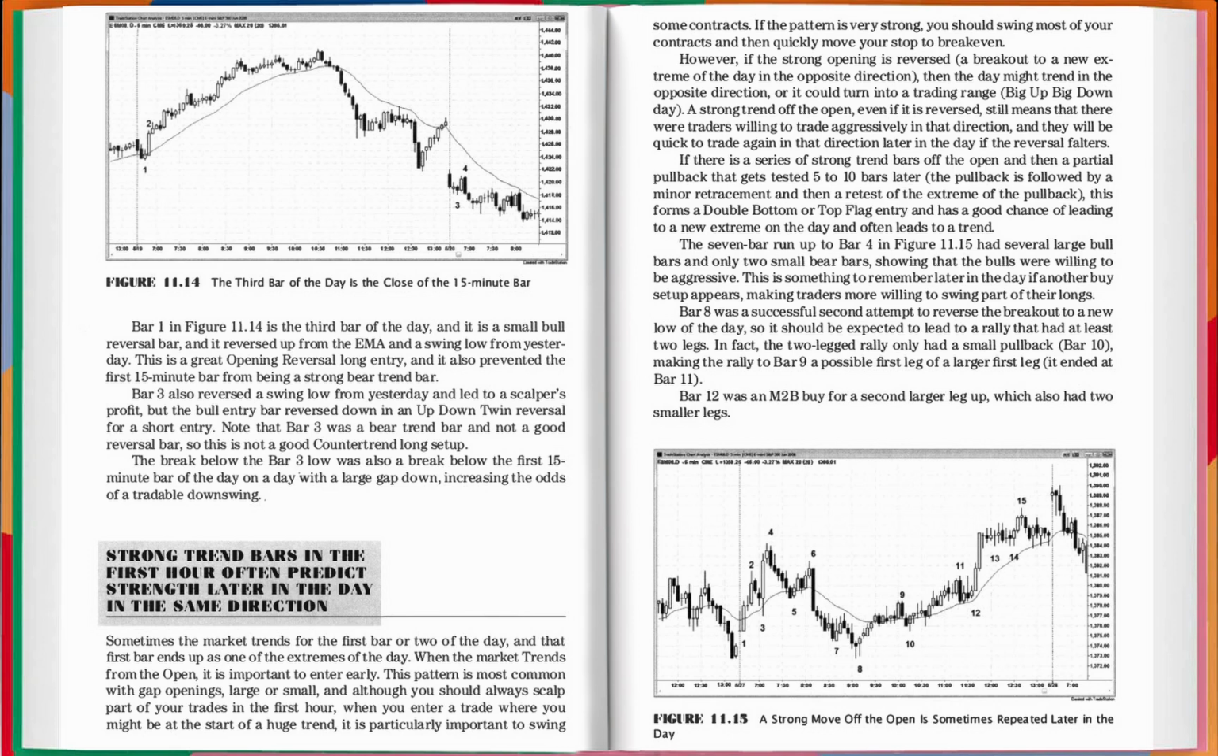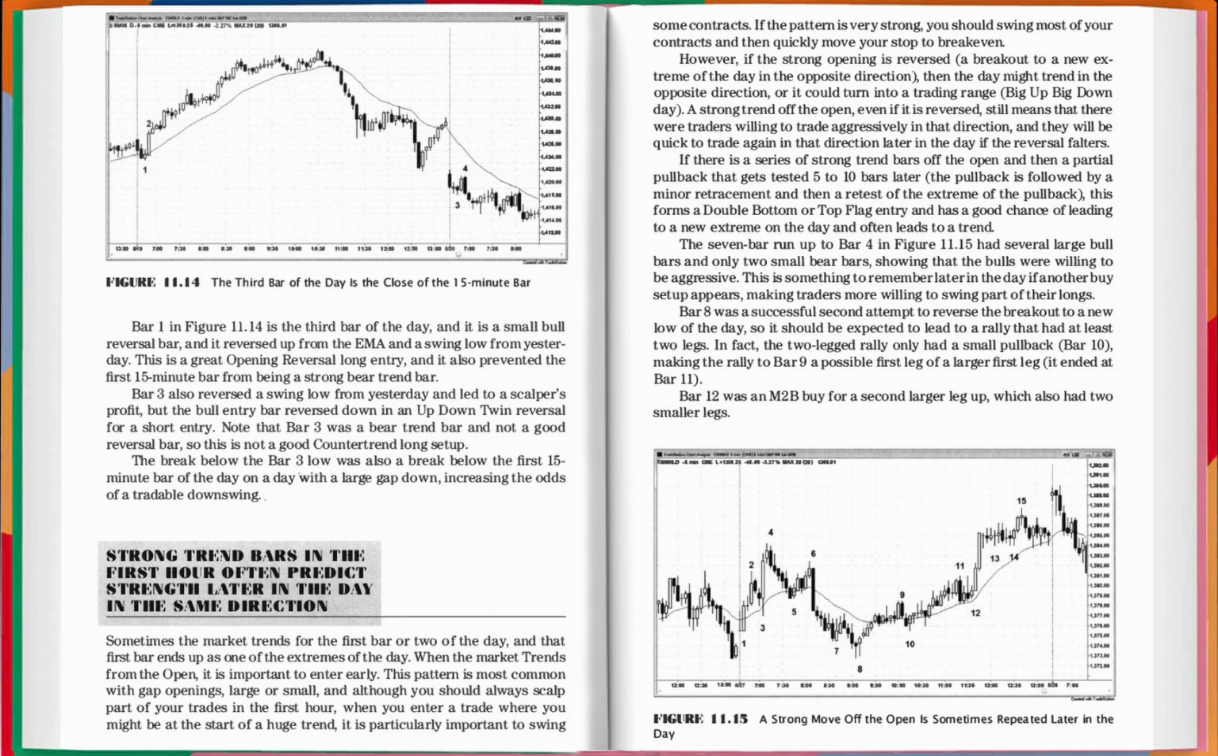If the pattern is very strong, you should swing most of your contracts and then quickly move your stop to break-even. However, if the strong opening is reversed, a breakout to a new extreme of the day in the opposite direction, then the day might trend in the opposite direction, or it could turn into a trading range, big up, big down day. A strong trend off the open, even if it is reversed, still means that there were traders willing to trade aggressively in that direction, and they will be quick to trade again in that direction later in the day if the reversal falters.